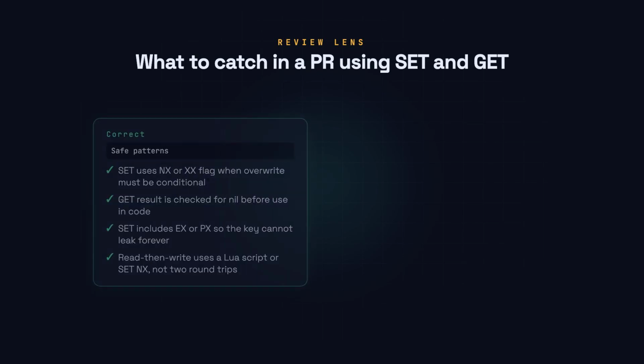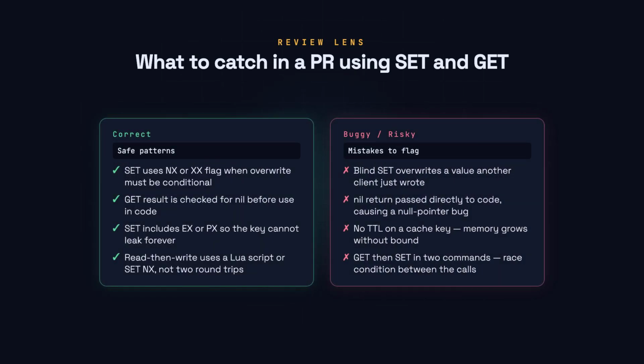When reviewing a PR, look for 4 things. A blind set that races with other writers, a nil result that is never checked, a missing TTL that leaks memory, and a get-then-set pair that is not atomic.